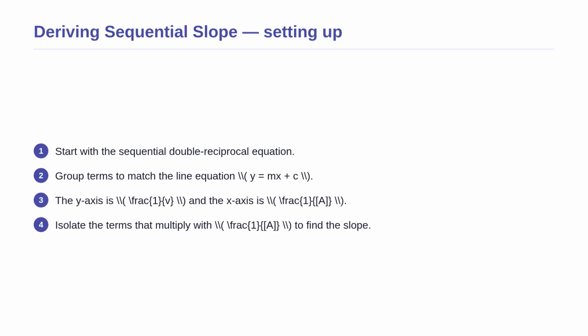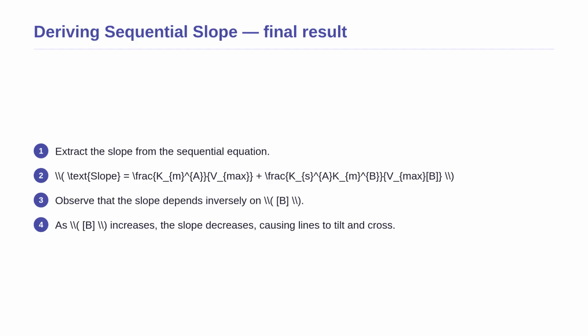To find the slope of these lines, we need to isolate all the terms in our sequential equation that are multiplied by 1 over A. This will tell us exactly how the second substrate, B, influences the steepness of the line. Continuing our derivation, we extract the slope formula. The slope equals Kma over Vmax plus the cross term divided by Vmax times the concentration of B.